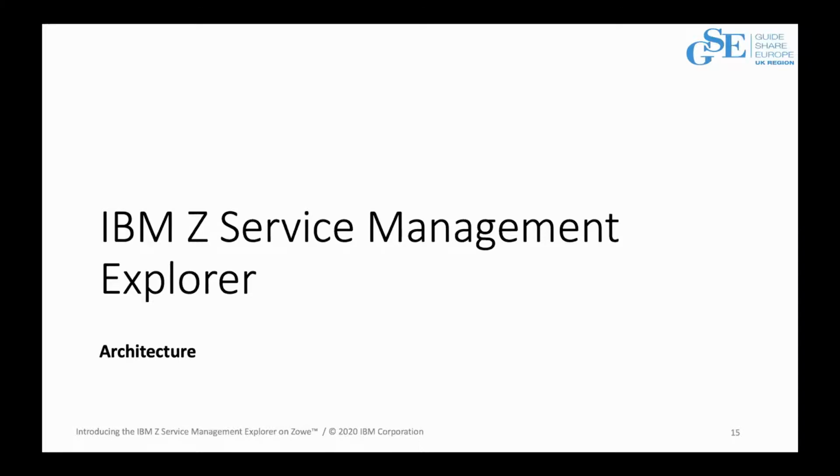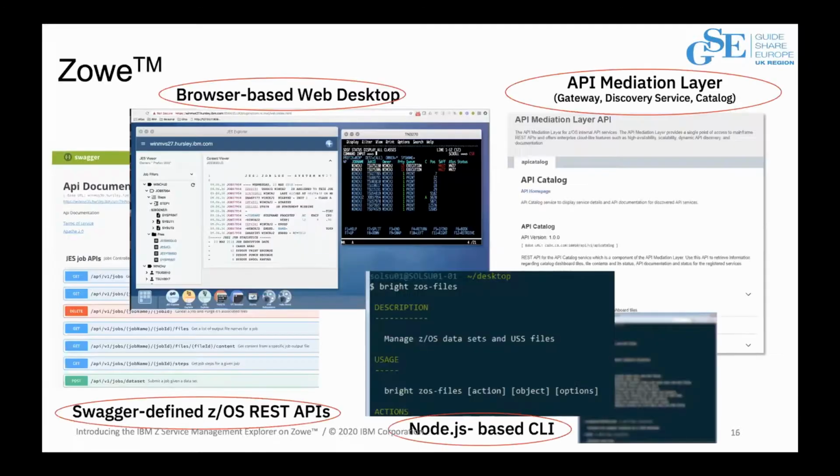Excellent. So we'll go into the architecture. As I mentioned earlier, you require Zowe. It's the Zowe plugin. IZSME runs on the Zowe framework. So you need a browser-based web desktop, but Zowe comes with multiple options.